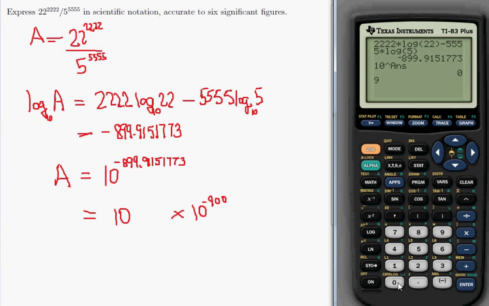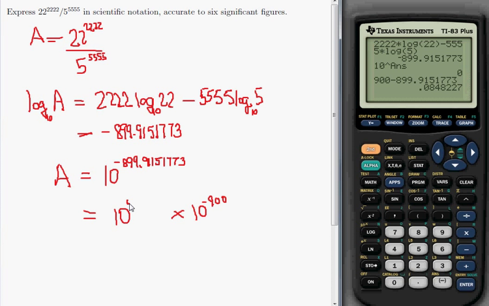So 900 minus 899.9151773. So 10 to the 0.0848227. Now this is almost in scientific notation. I have 10 to an integer, negative 900, and the thing that's multiplying it is going to be between 1 and 10. 10 to the 0 is 1, 10 to the first is 10, so 10 to the 0.08, whatever that is, that's between 1 and 10 someplace.